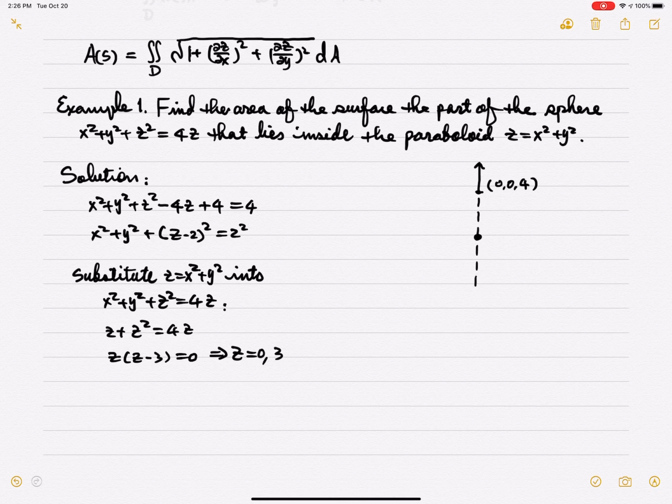That's the center. So this is 0, 0, 2. Okay, and now you see z equal to 3 should be here. So that means z equal to 3. Now, if you think about z equal to 3 on this paraboloid, you have x squared plus y squared equal to 3 squared, or equal to root 3 squared. So here we have this circle.